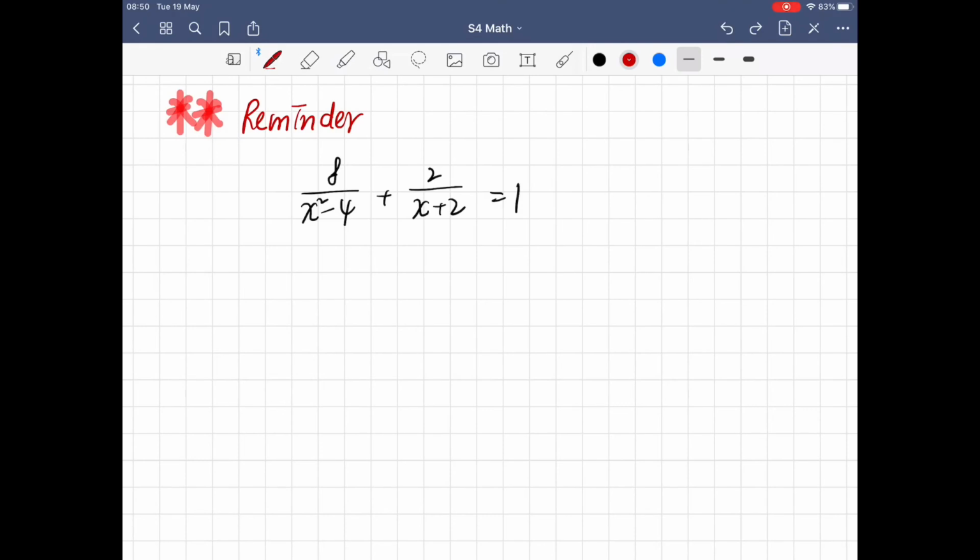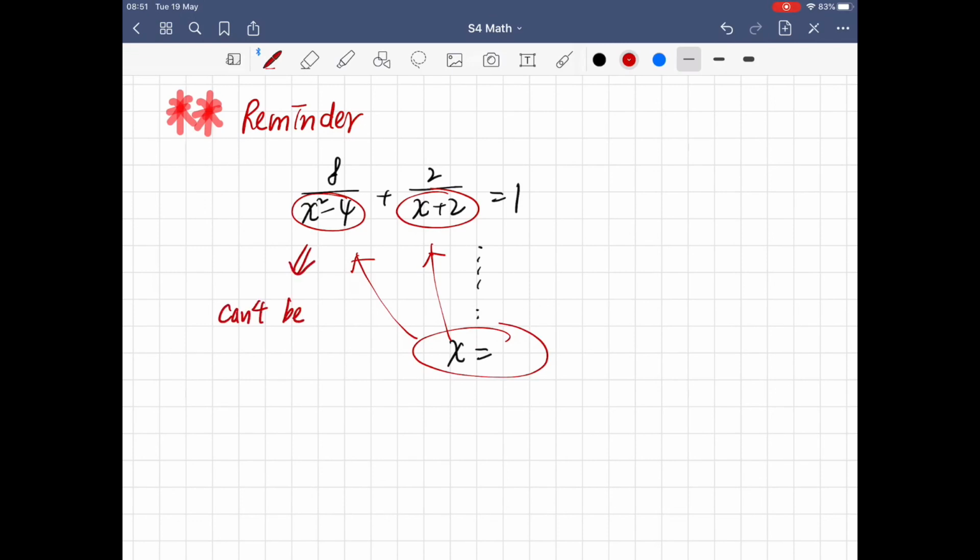But one more reminder when we are solving fractional equations, that is, we have to consider the denominator. Usually, we can get the answer of x after solving it. Okay, but we have to put the answer back into the question to check if the denominator is 0 or not. And the denominator cannot be 0. Okay, so please check your answer.